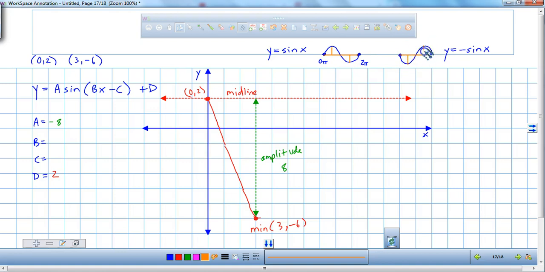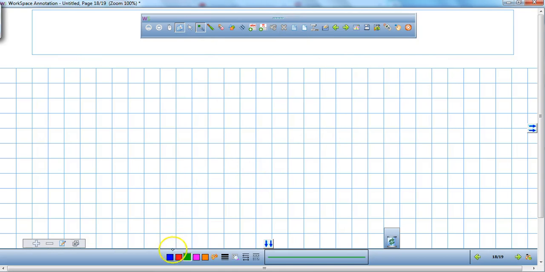I realize those are kind of small, so I'll make one that's a little bit bigger. Let's go over here. I'll just make one that's a little bit bigger for you to be able to see. So let's say we had a negative sine graph, and I'm just going to break it down into quarters as best as I can.